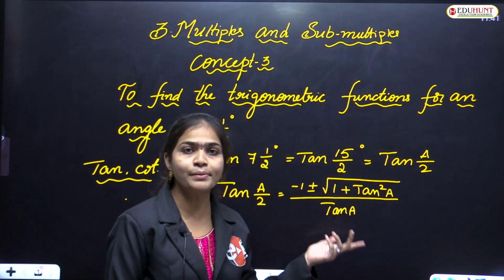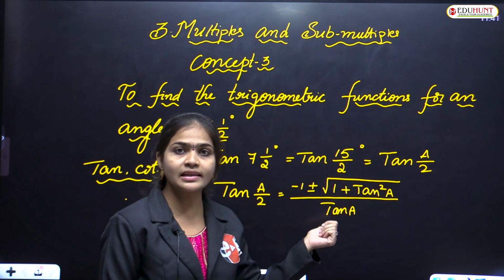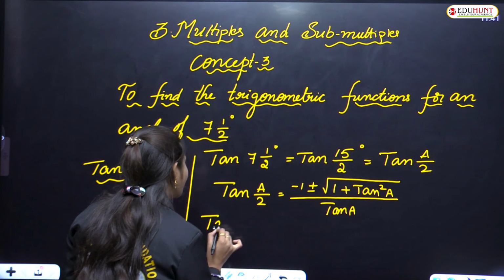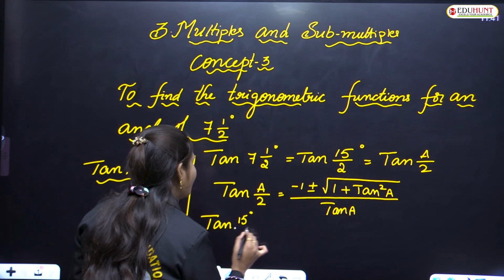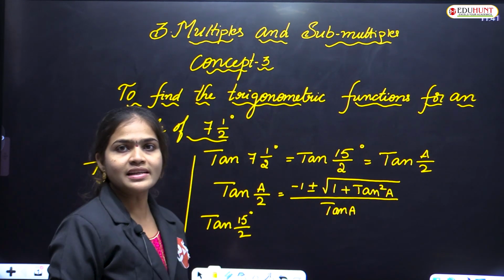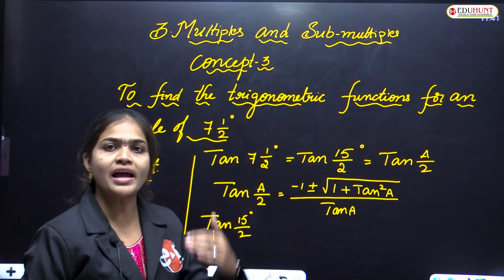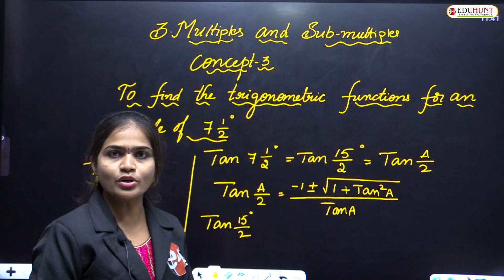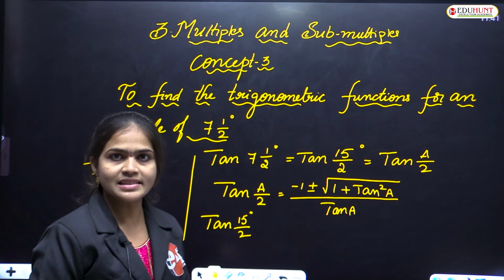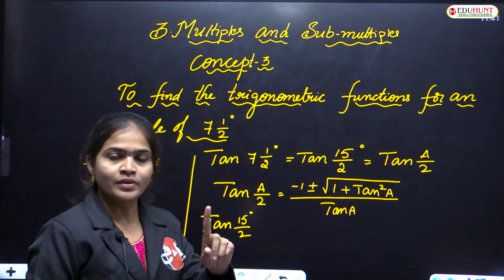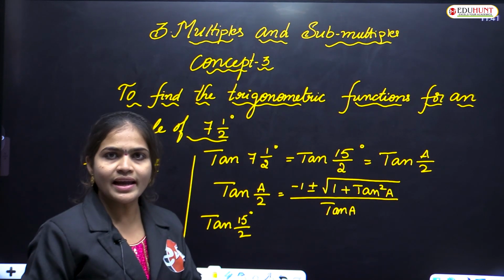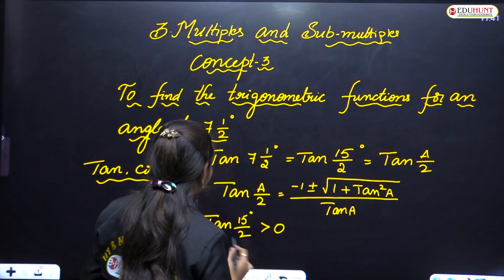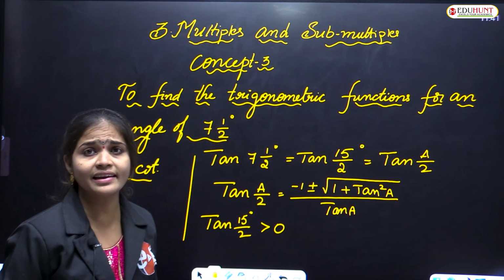So how can we say whether it is positive or negative? Just observe the angle here. Tan 15 by 2 is greater than 0 only, no? From tan 0 onwards the values are positive. Tan 45 degrees is 1. So positive means greater than 0. So here we can say that tan 15 by 2 is greater than 0.